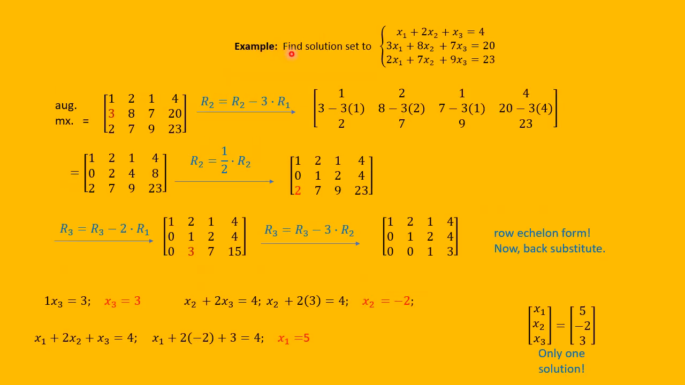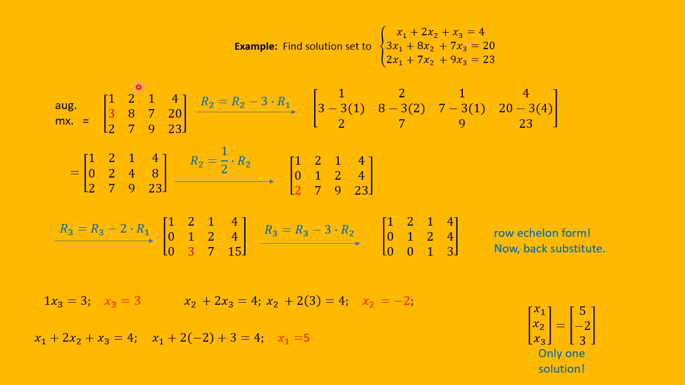As an example, let's find the solution set to this system of equations. x sub 1 plus 2x sub 2 plus x sub 3 equals 4. 3x sub 1 plus 8x sub 2 plus 7x sub 3 equals 20. 2x sub 1 plus 7x sub 2 plus 9x sub 3 equals 23. So the first thing we'll do is write out the augmented matrix for this system of equations. The first row is 1, 2, 1, 4 from this first equation. The second row is 3, 8, 7, 20. And the third row is 2, 7, 9, 23. Those last two rows correspond to these last two equations.